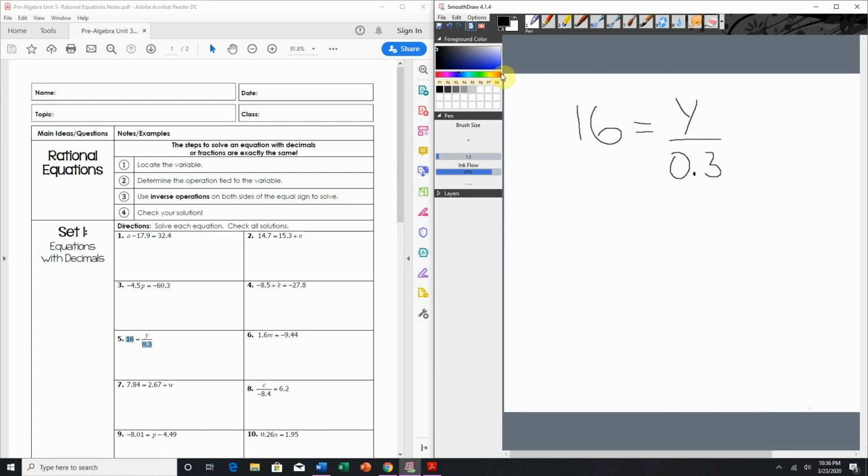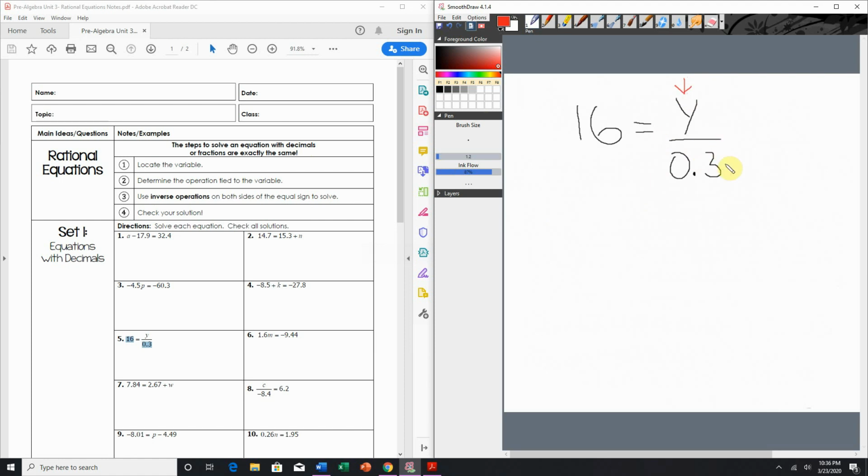So we switch to our red here. Okay, so we know our variable. Our variable is y. Okay. Now we have to determine the operation tied to the variable. So now our second difference, we know this is a fraction.